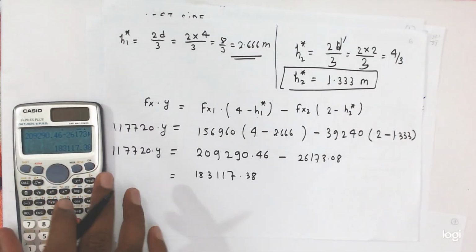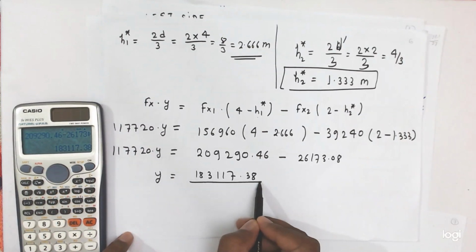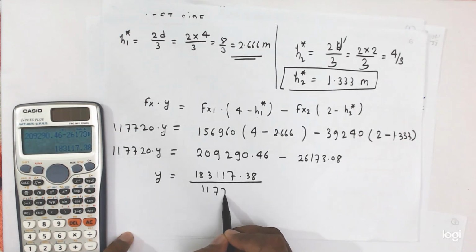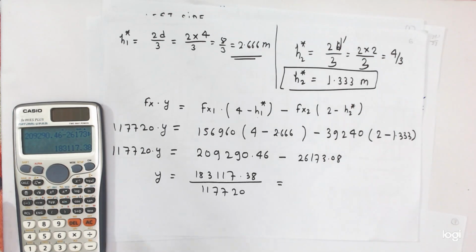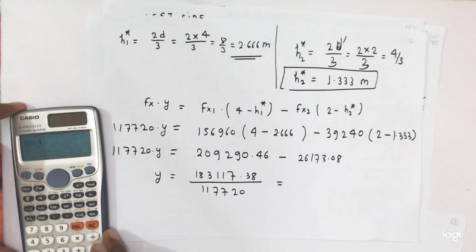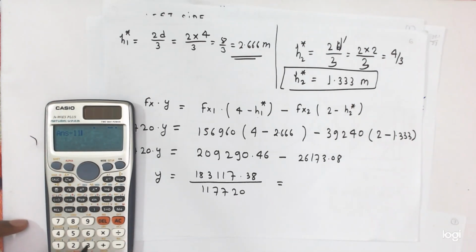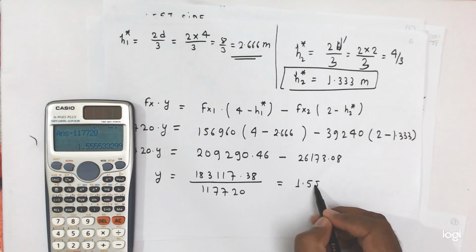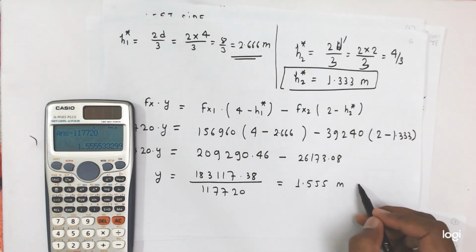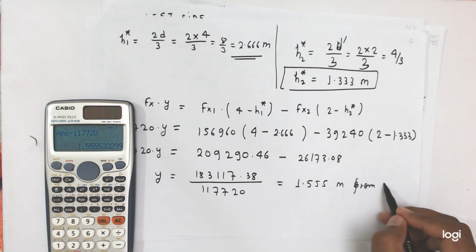It will come, friends, 183,117.38. So y is equal to this divided by 117720. So it will come, friends, around 1.555 meter from the bottom.